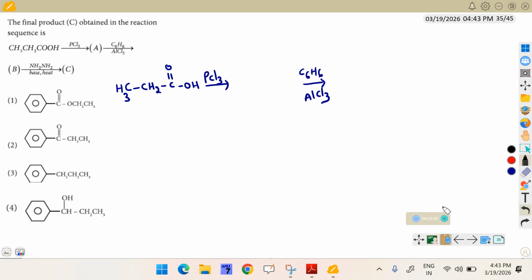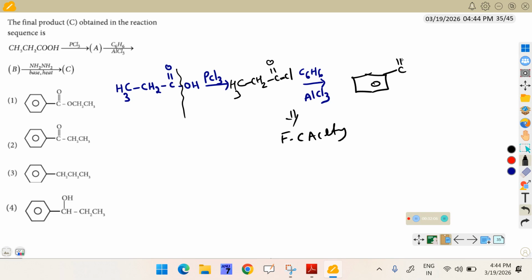CH3COOH reacts with PCl3. What is the role of PCl3? It cleaves the bond between carbon and OH group. In the place of OH, Cl is substituted. Then it gives CH3CH2COCl. Acid chloride, acyl chloride reacts with benzene. Yes, this is again a Friedel-Crafts acylation reaction. And it gives C6H5COCH2CH3. Second option is the correct option.